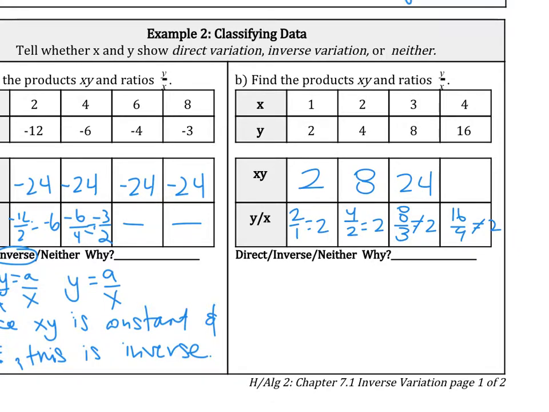So you have to be careful. Just because the first two work, you have to keep on going to check all of the ratios to make sure that it all is constant or not. So in this case, obviously this is neither because none are constant.